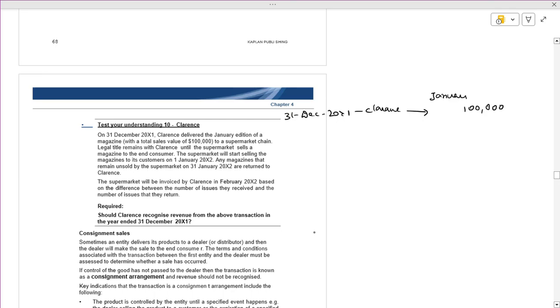Legal title remains with whom? Legal title will remain with the supplier, okay? With the supplier. See here what will happen? The supermarket only takes the magazines, and they will sell them to whom? They sell them to customers, okay? Definitely.